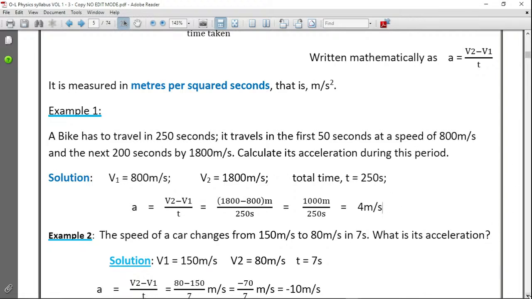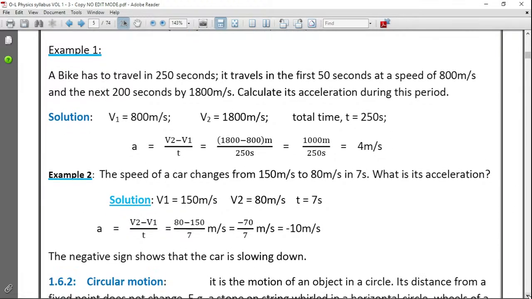Now, example 2. The speed of a car changes from 150 meters per second to 80 meters per second in 7 seconds. Listen to the question again. The speed changes from 150 meters per second to 80 meters per second in 7 seconds. What is its acceleration? I would first of all like to bring in something here that they'll always ask in the GCE. In cases like this, if the speed changes from 150 to 80, is this car speeding up or slowing down? Because the speed has reduced, right?